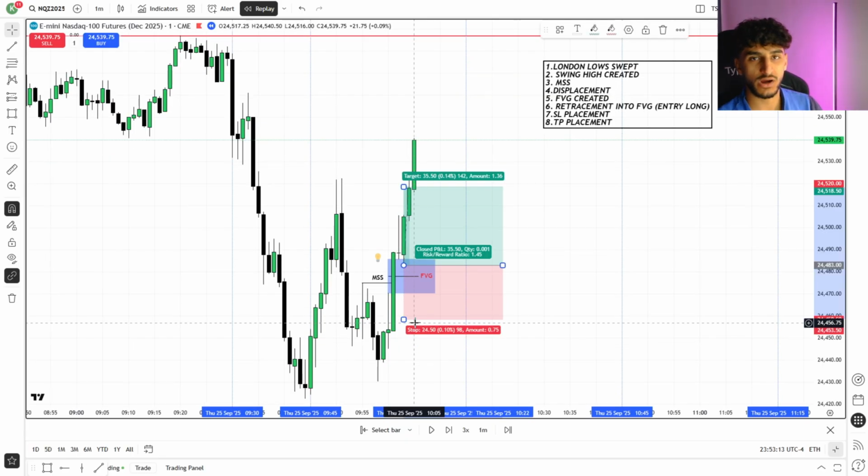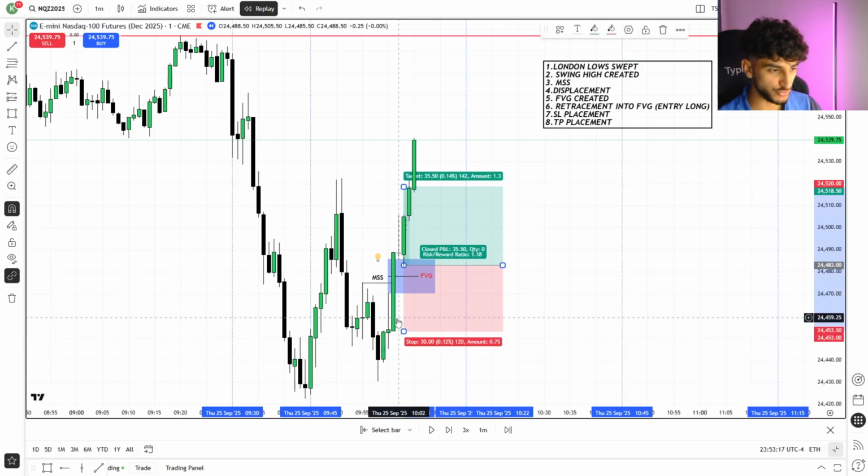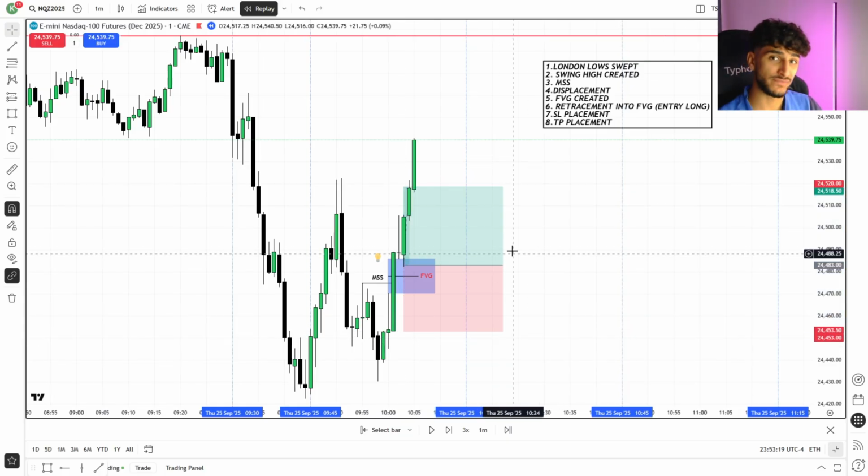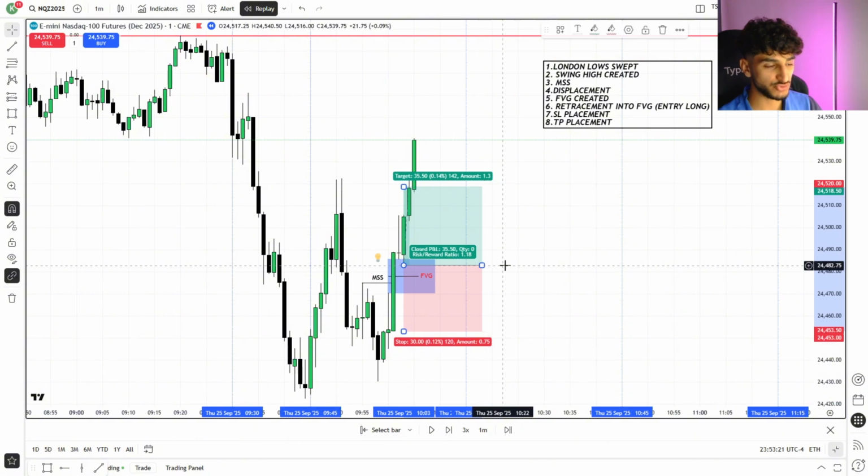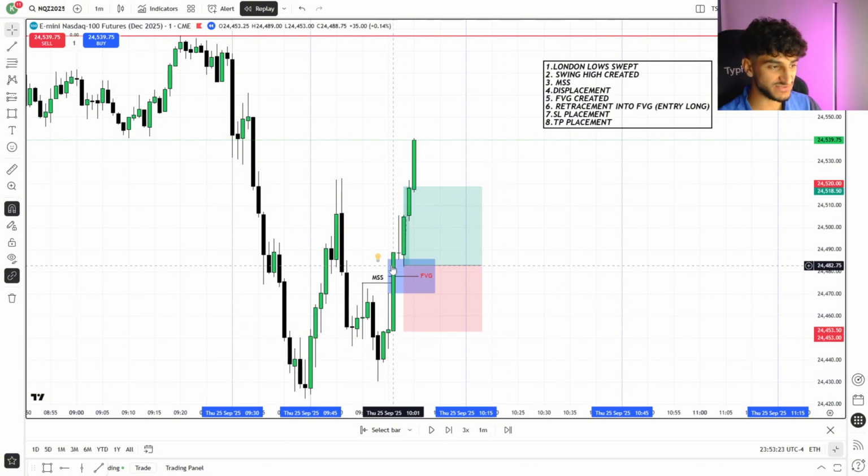Now that we're in the trade, I want to place our stop loss. Our stop loss is going to be going below this displacement candle's low, as that is an absolutely valid stop loss to have in these sorts of trades, as we do get a massive displacement to the upside.